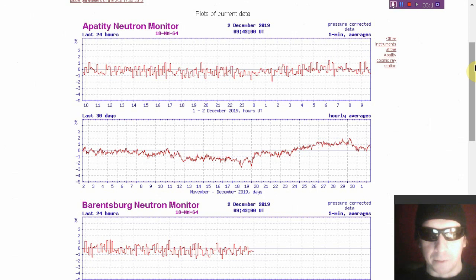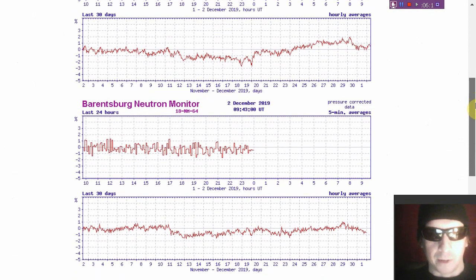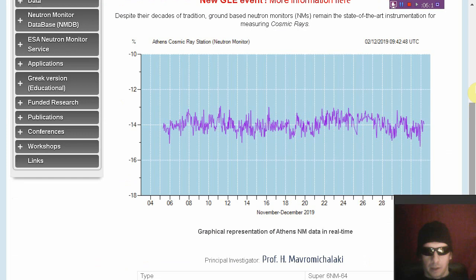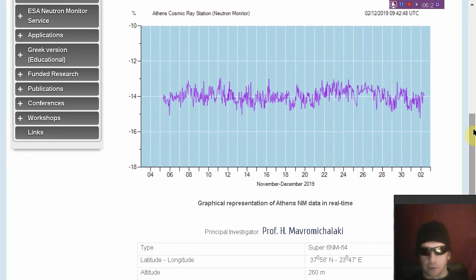Downtrend actually over the past 2 days. And similar behavior at Barentsburg. Next, as we go around the world from east to west, actually Athens is farther east. There's Athens, Greece, Neutron monitor, fairly flatlined there over the past, really the past 30 days.